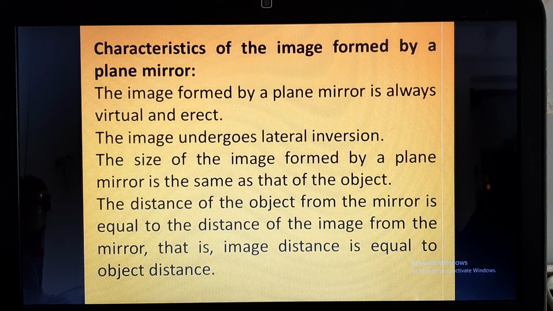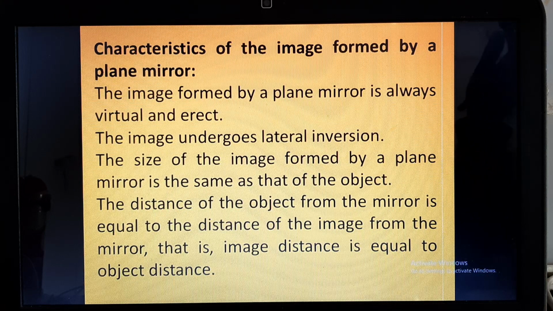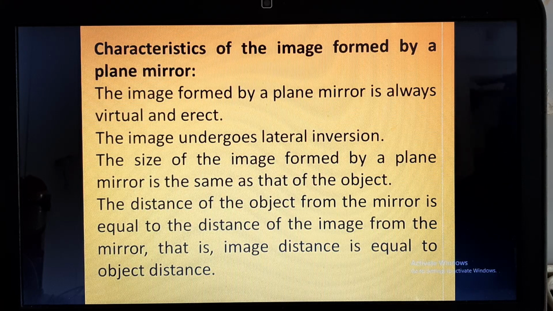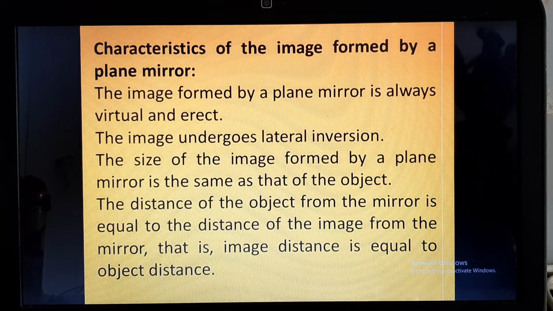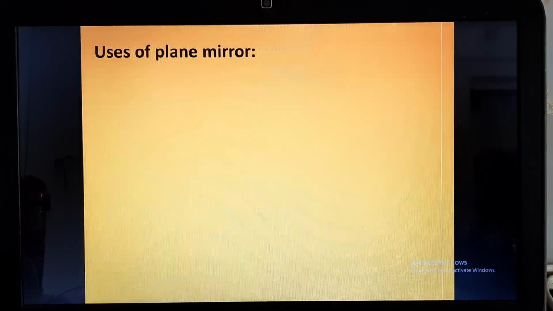Now if you move away from the mirror, the image will also move away from the mirror, and as you come close to the mirror, the image will also come close to the mirror. So the distance of the object from the mirror is always equal to the distance of the image from the mirror. Whenever you come near to the mirror, the image will also come near, and whenever you go far from the mirror, the image will also go far from the mirror.